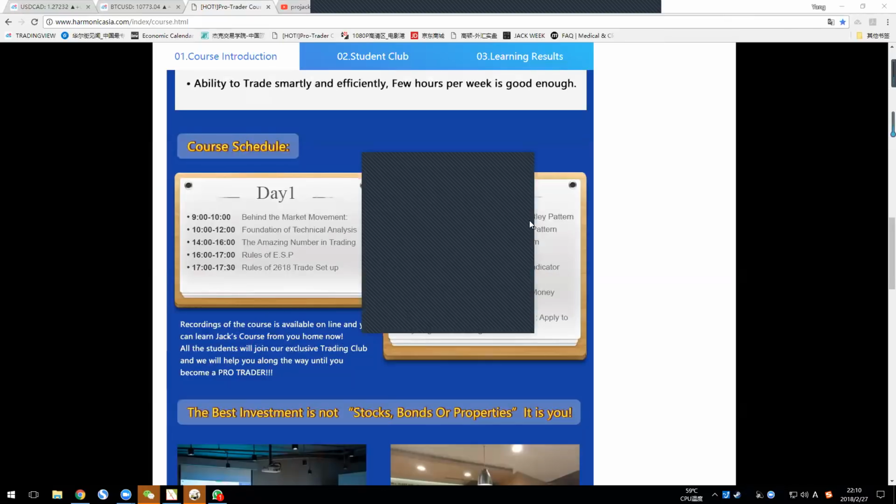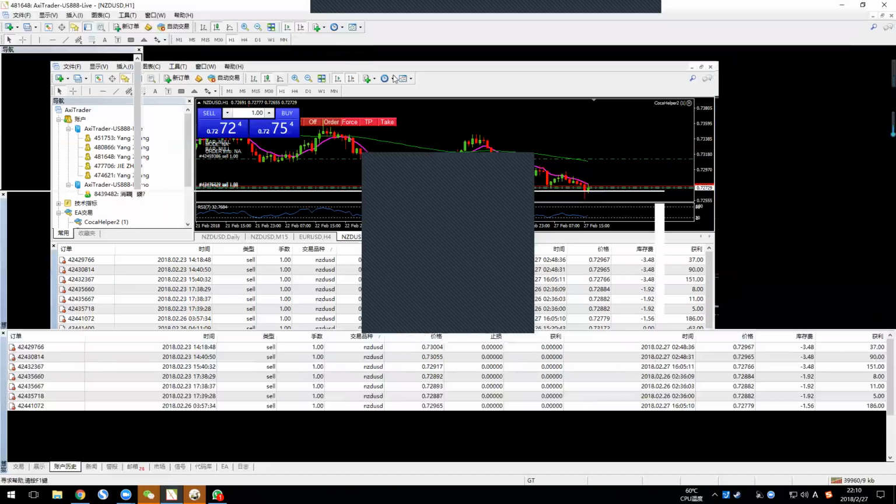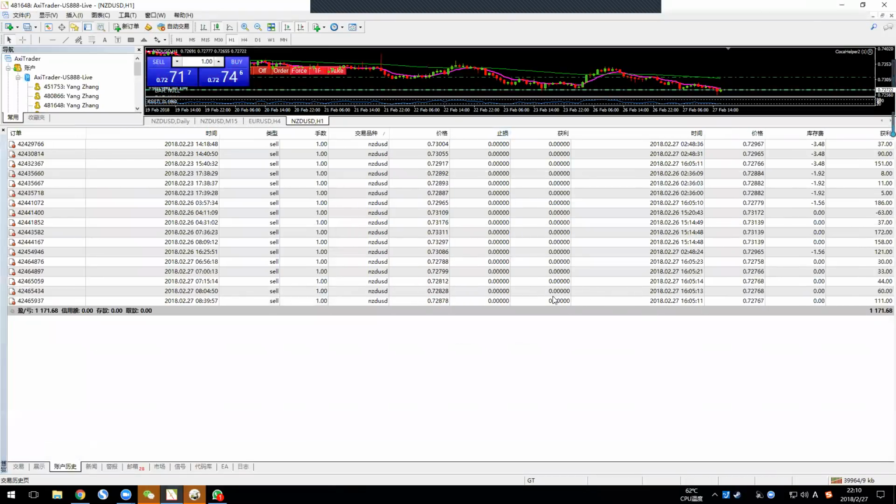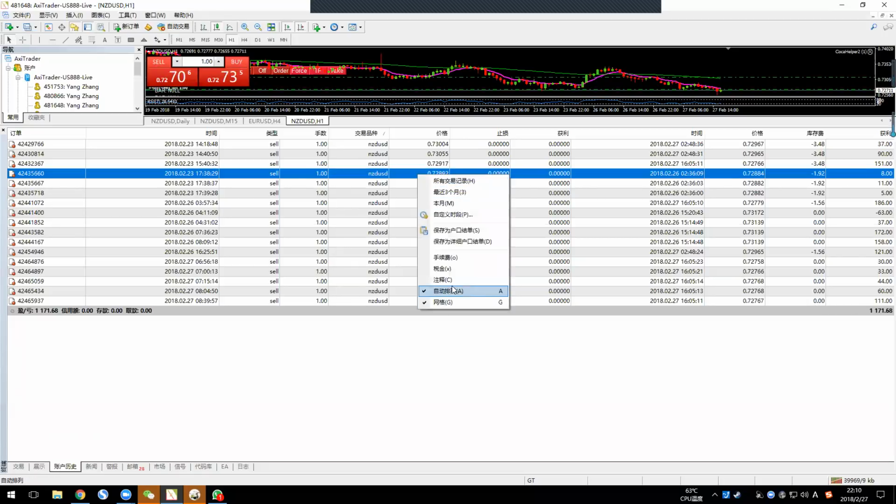Yes, I'm taking a profit on my Kiwi short. You can see here, this is my profit from last week. No, sorry, today. Today I have already made 1,000 US dollars, just for today.